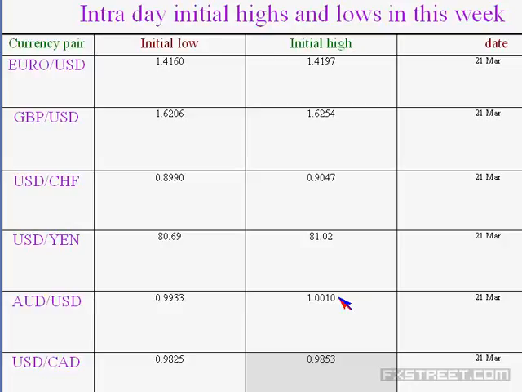Both are not breached. In the case of GBP, 1.6206 is the low and 1.6254 is the high, so they are not breached. They are within the range. And in the case of CHF, the low is not breached. CHF has aggressively cut the high, and currently the new high is 0.9053.